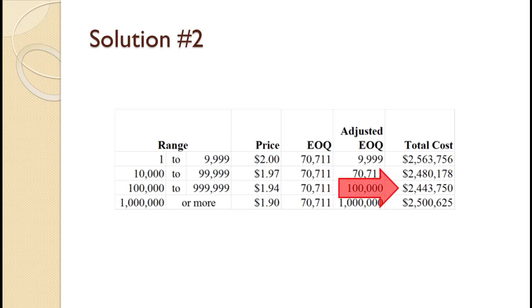Finally, we select the lowest total cost, which falls in the $100,000 to $999,999 price category. So, each time they need more, they should order 100,000. This also goes to show that you should not always take all of the price breaks that are offered.